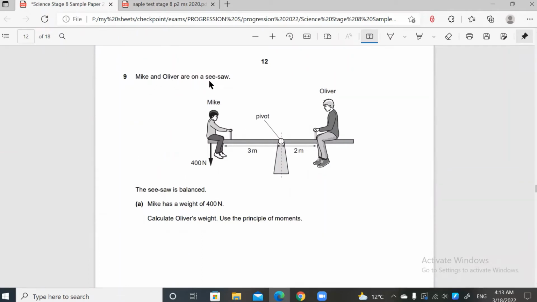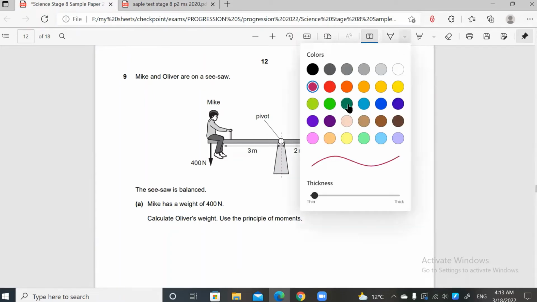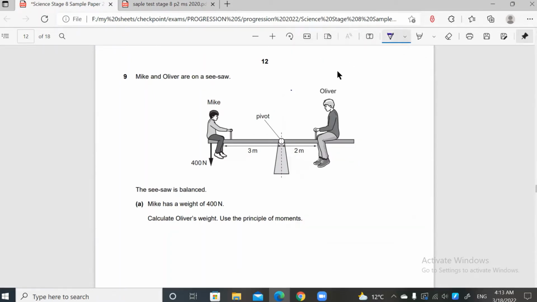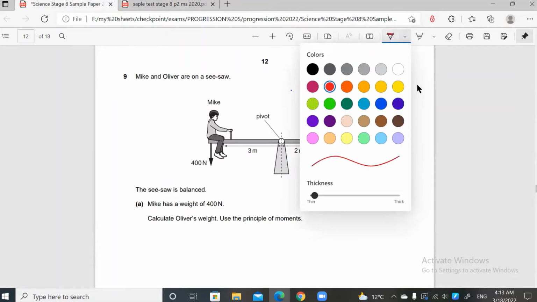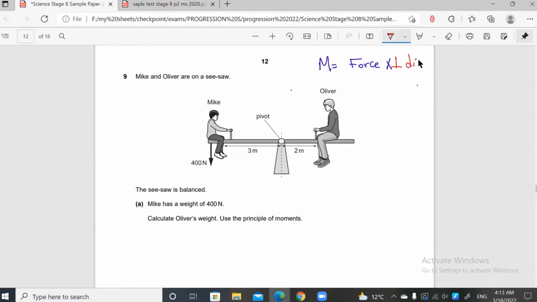Mike and Oliver are on a seesaw. A seesaw is a common example that describes the principle of moment. The moment, to remember, is the relation between the force and distance. The moment is equal to force times the perpendicular distance. The distance must be perpendicular to the pivot or the fulcrum. Force times distance.